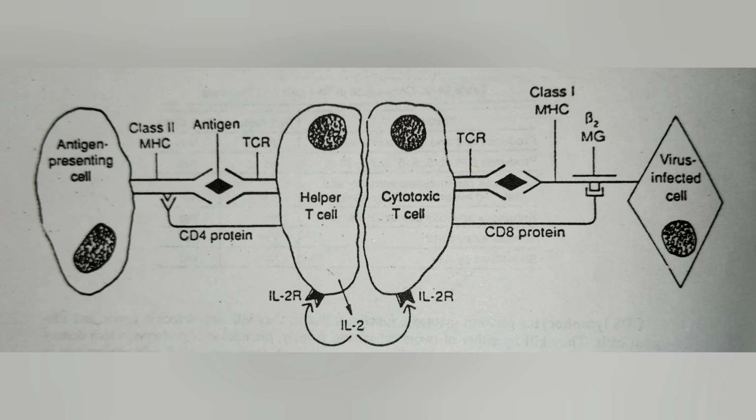These macrophages will present that antigen to the T cells. T cells have CD4 on their surface, and that CD4 molecule will recognize the type of MHC protein present on the surface of the macrophages or antigen presenting cells. The TCR, which is a complex of CD3 and the antigen receptor, will recognize the antigen on the surface of the APCs. This is the first interaction taking place between the macrophage and the T cell.